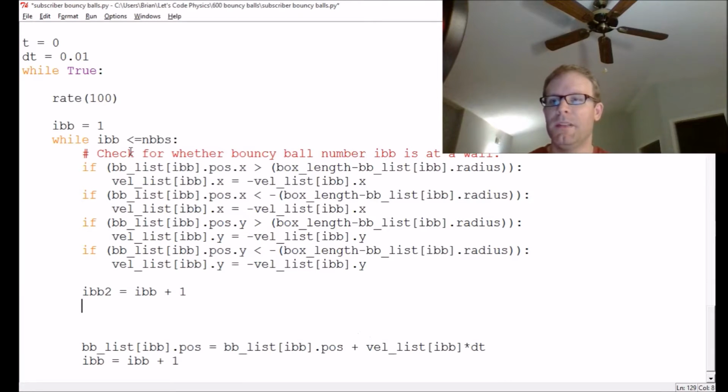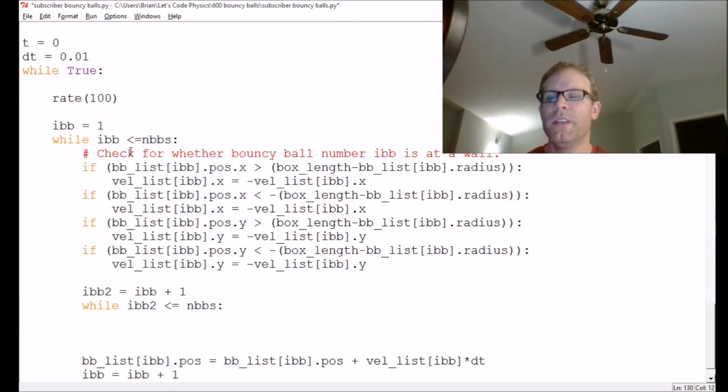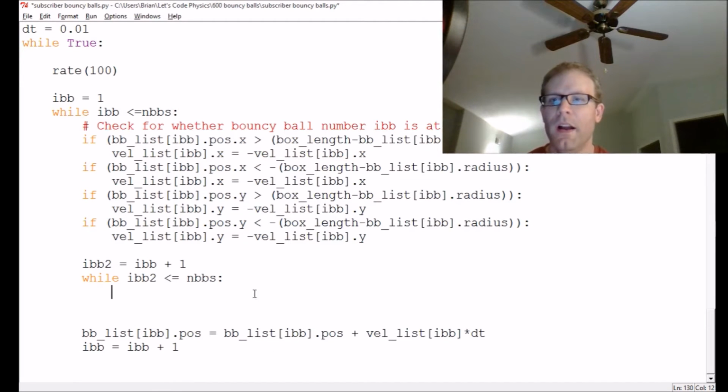So I'm going to set up another while loop: while iBouncyBall2 is less than or equal to the number of bouncy balls. So this counter is starting just above the current bouncy ball number and is progressing upward until it reaches the total number of bouncy balls. And what we want to do now is check whether those bouncy balls are colliding with each other. The way we're going to do that is pretty simple.